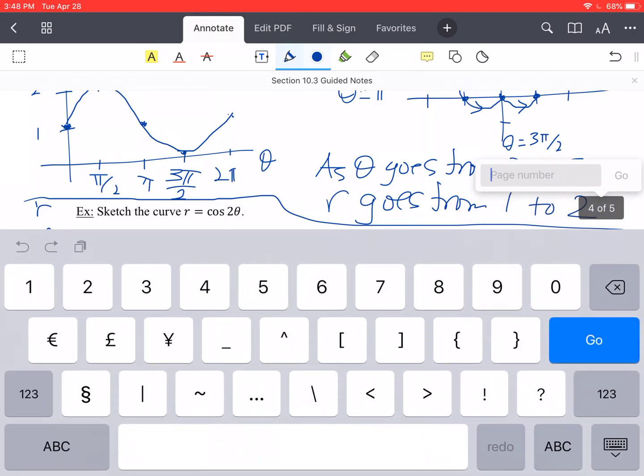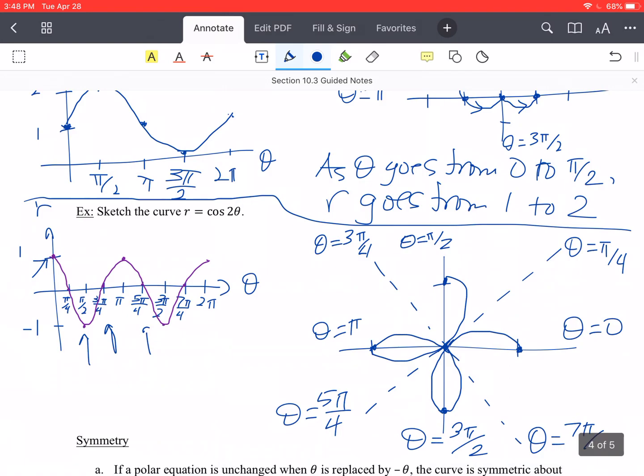At 7 pi over 4, we're back at 0 again, so 7 pi over 4 down here. So that brings us back to 0 again. And then when we go to 2 pi, of course, we're back at 1, which brings us right back to where we started. Okay, so this is the first, second, third. It's one continuous curve. If you graph this as a parametric equation, you'll see that it traces out this very nice smooth curve.